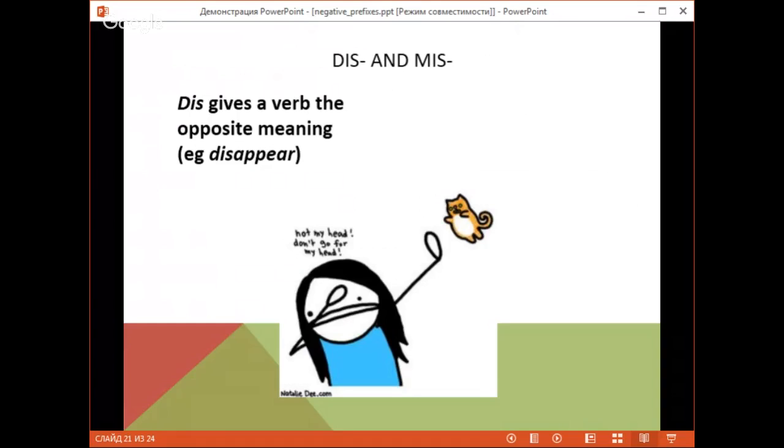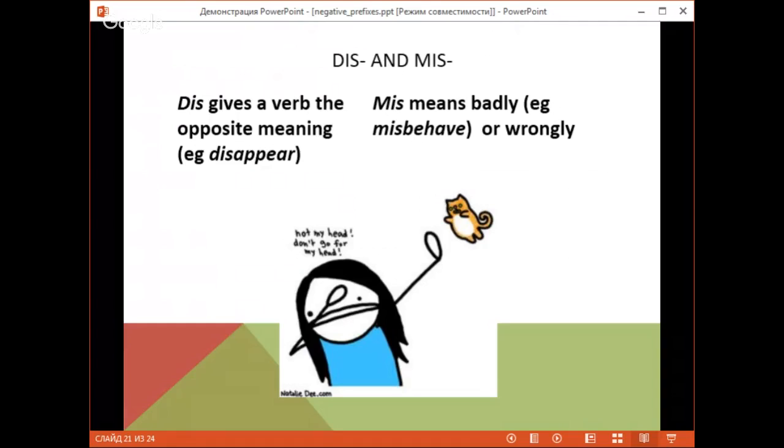For example, disappear, it means it's contrary. It's something that cannot appear. It's invisible. You don't see it. It's out of appearance. The same as to disagree. I'm out of agreement. Disorganized. I'm separate from organization. Disorganized person. Yes, there is no organization in this person's life, and so on.